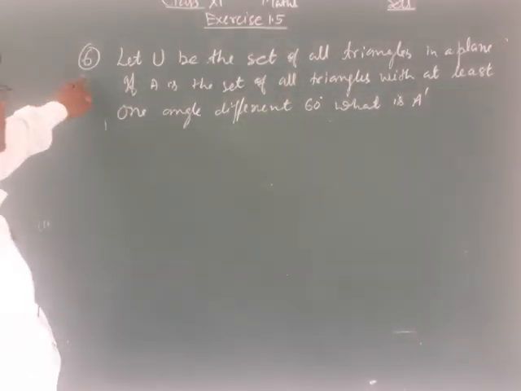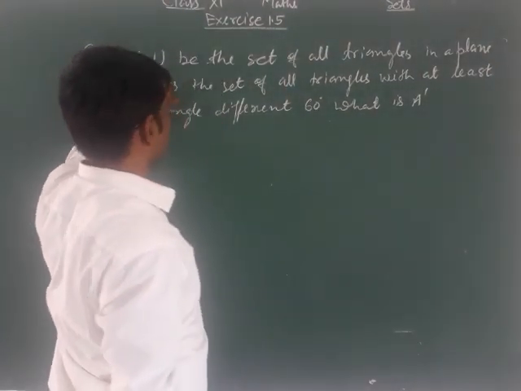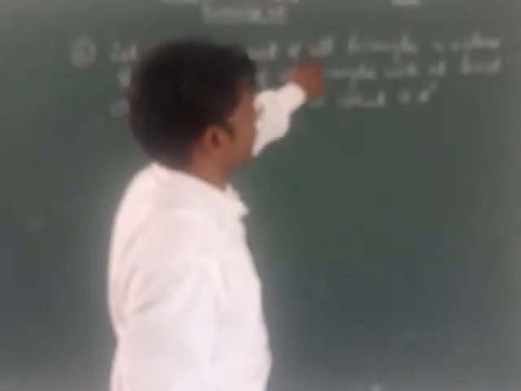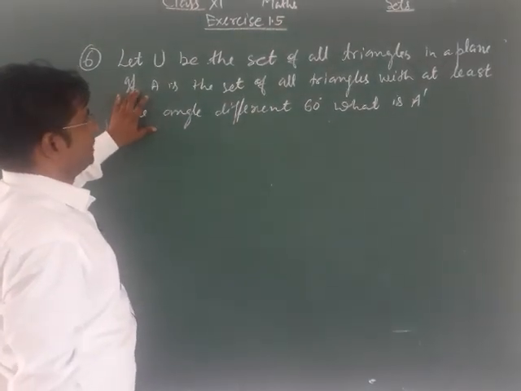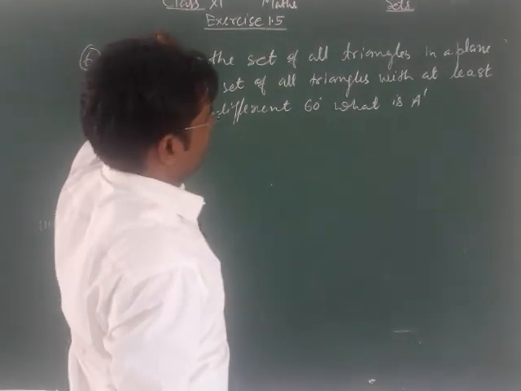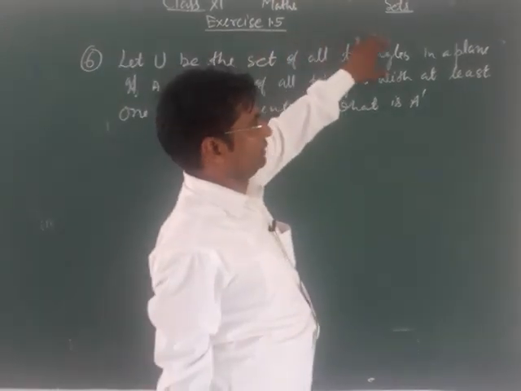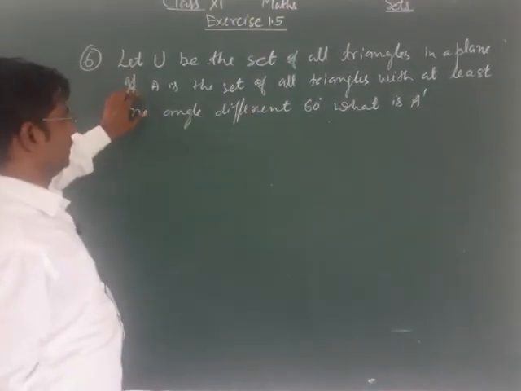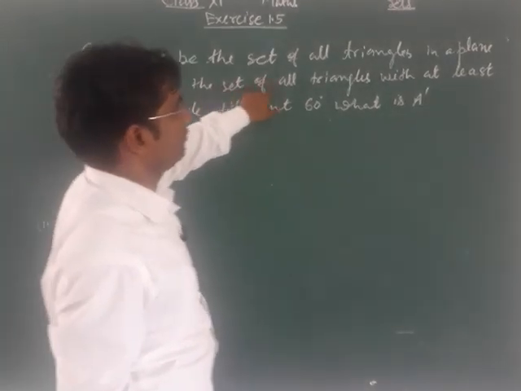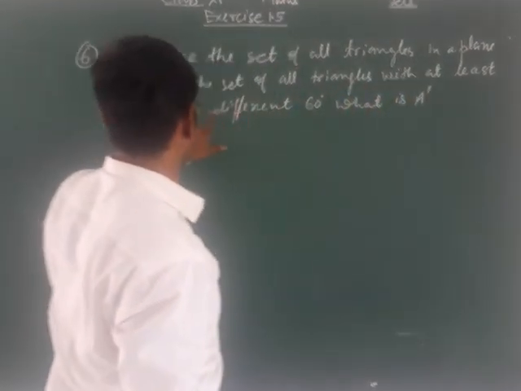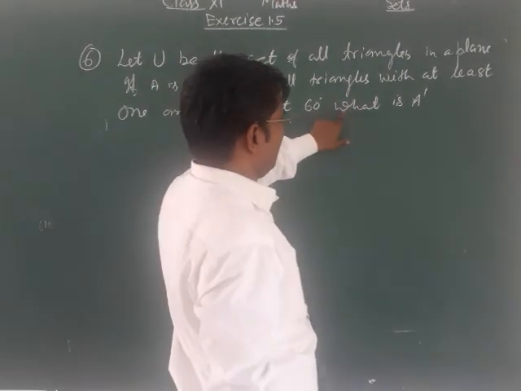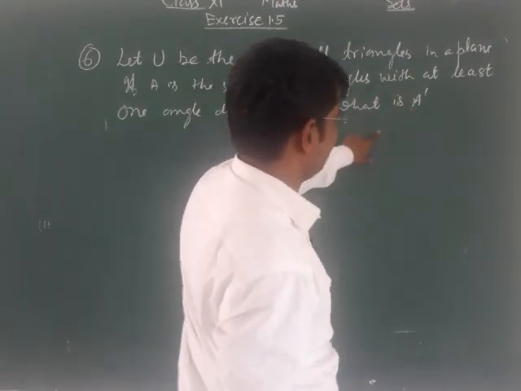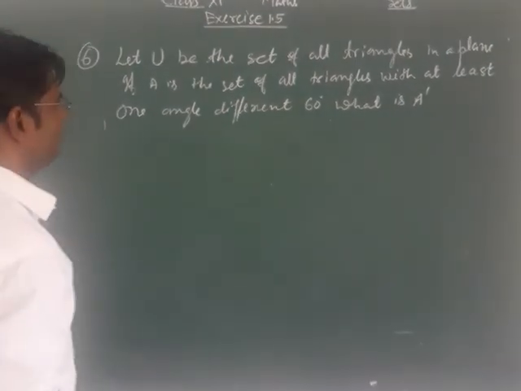Question number 6. Let U, the universal set, be the set of all triangles in a plane, and another set A is the set of all triangles with at least one angle different from 60. So what is A dash?